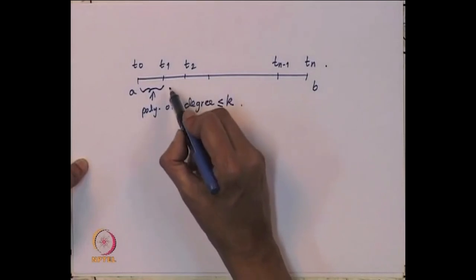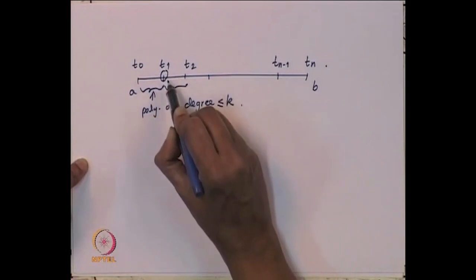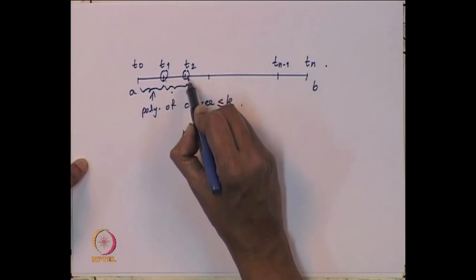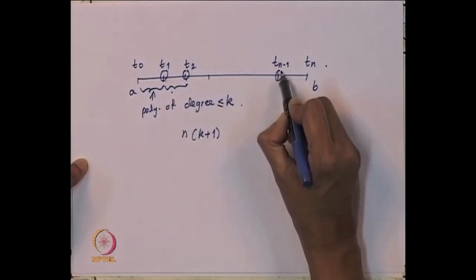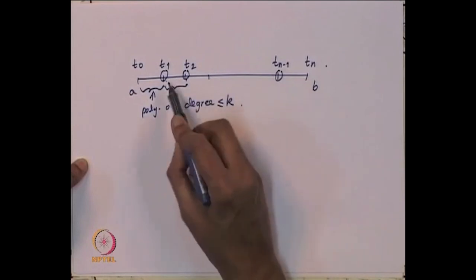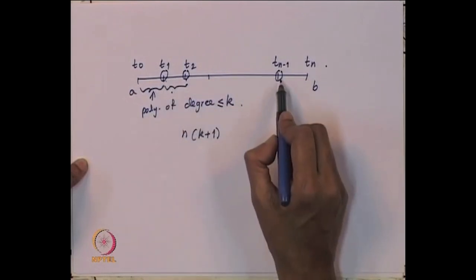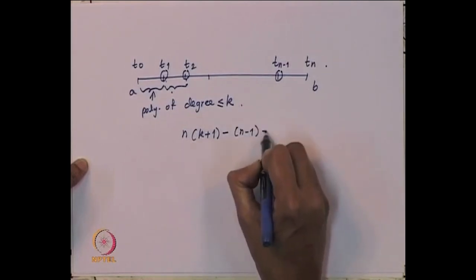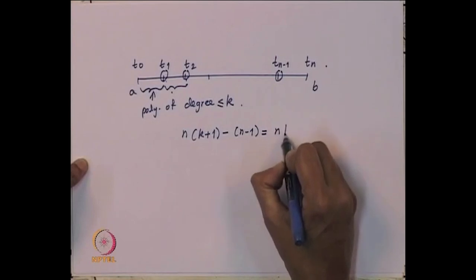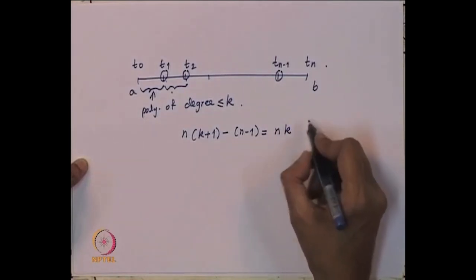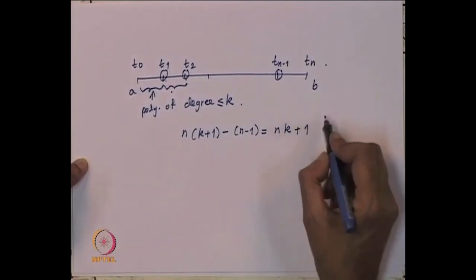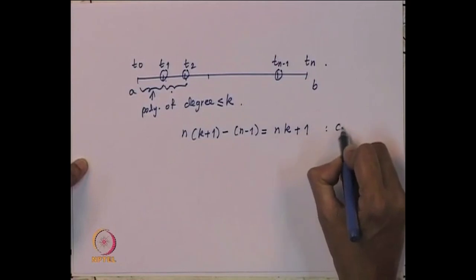Now, we will want these two polynomials to be continuous. So, that will impose one constraint. Then continuity at t_2 and continuity at t_{n-1}. So, we are imposing a total of n-1 constraints. So, it will be minus (n-1), and thus we get the dimension to be equal to n(k+1) - (n-1). So, this is if we are assuming continuity.